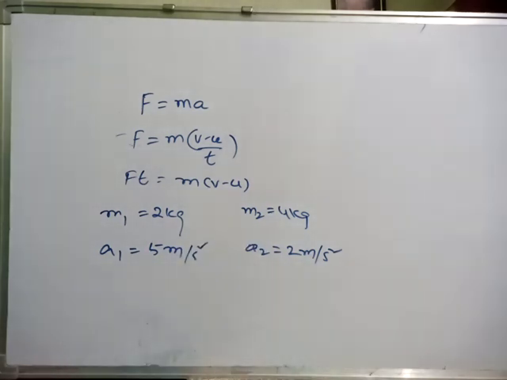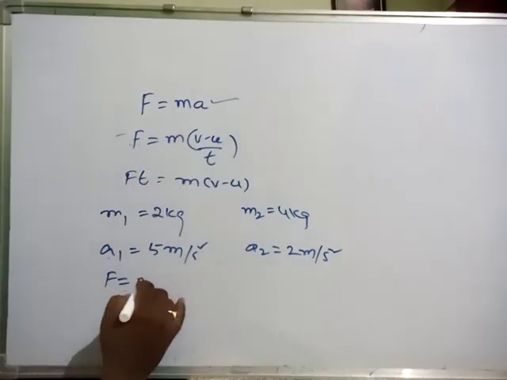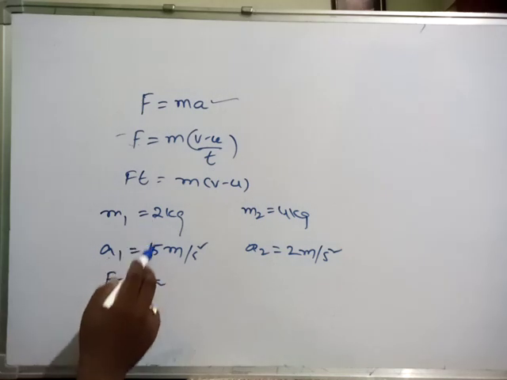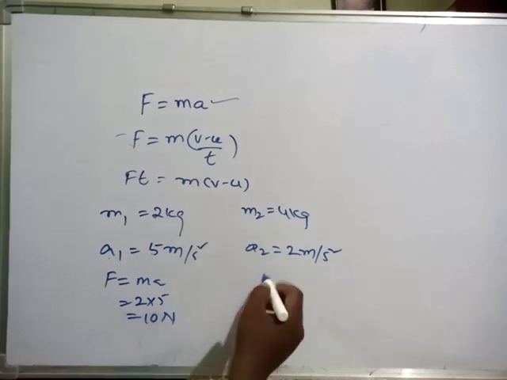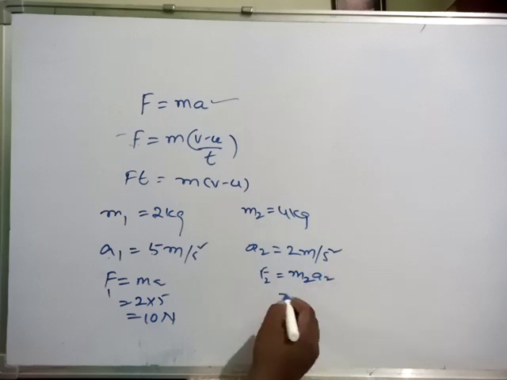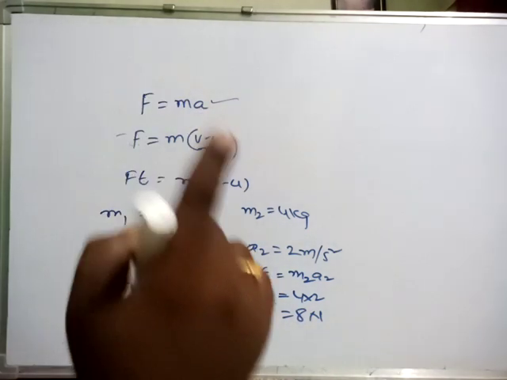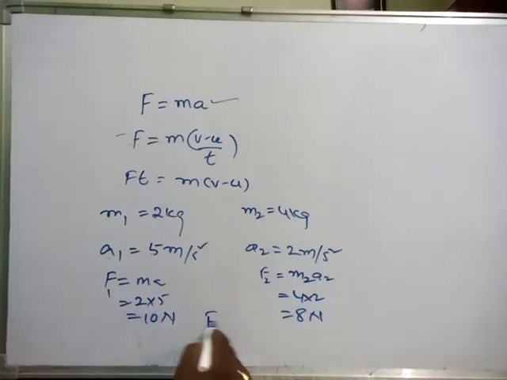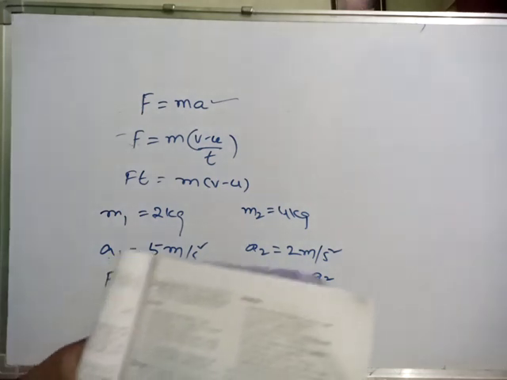That is the question. So here, mass into acceleration, directly you can use this formula. F is equal to ma, means 2 into 5, 10 Newton force. Here this is F1. F2 is equal to m2 a2, 4 into 2, 8 Newton. So which one requires more force? The 2 kg object requires more force because here F1 is greater than F2. Like this, very simple sums only are given here.